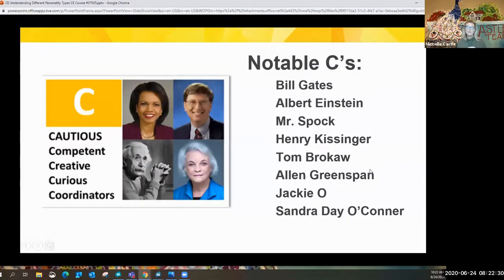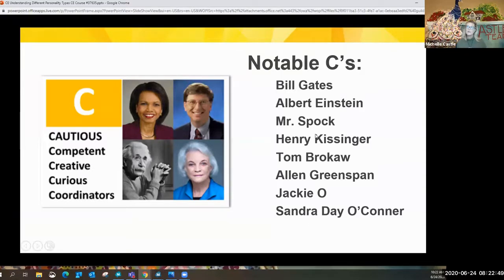Then you've got your C personalities. These people are super cautious. They're not going to make fast decisions. They're going to think about it. They're going to research, and then research what they researched. So whenever you're providing them information, they want to know that you know what you're talking about as well.